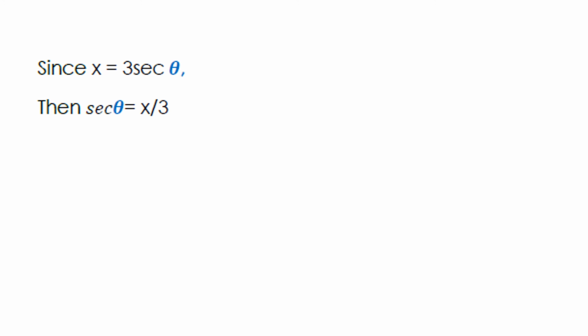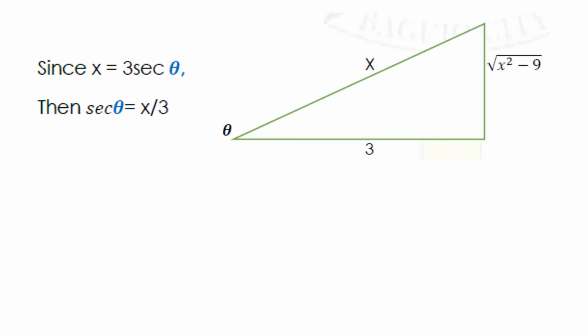Since x is equal to 3 secant theta, we can say that secant theta is equal to x over 3, which is a ratio of the hypotenuse all over the adjacent side. Drawing our reference triangle, the opposite side is the square root of x squared minus 9, and this is solved using the Pythagorean theorem.